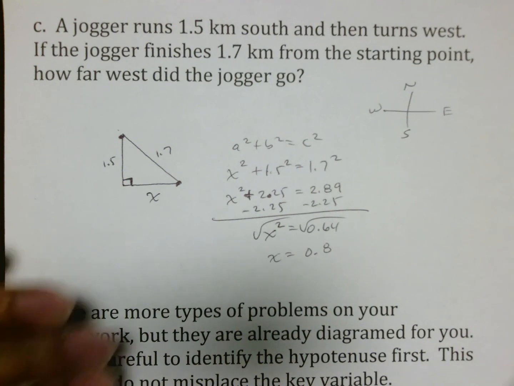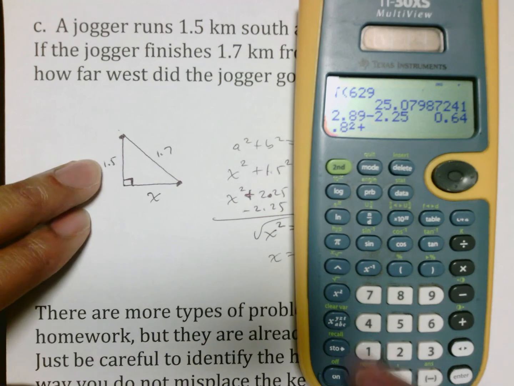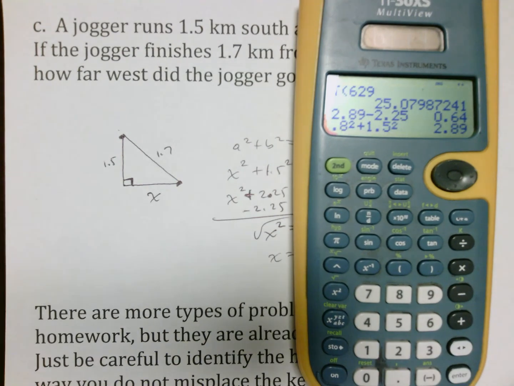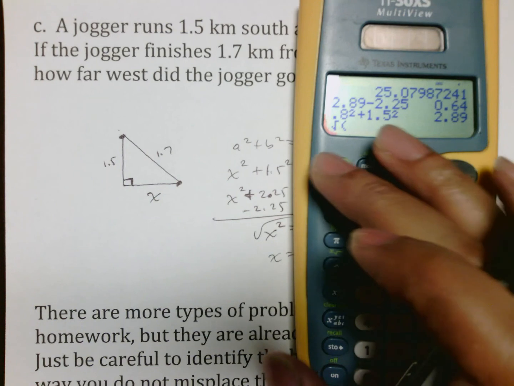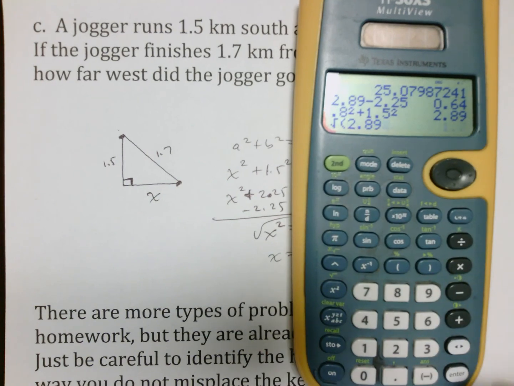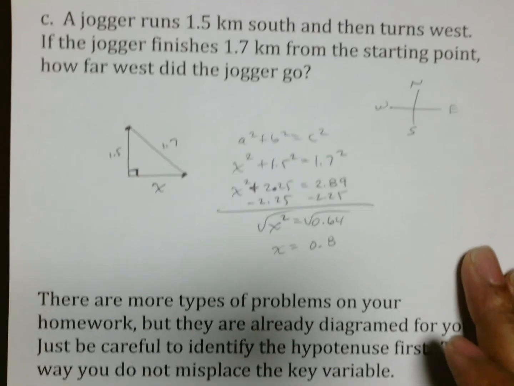And again, the nice thing about it is you could actually check it. 0.8 squared plus 1.5 squared equals 2.89. Well, if I square root that number, you end up with your 1.7. Again, that's what the Pythagoreans realized was that relationship.